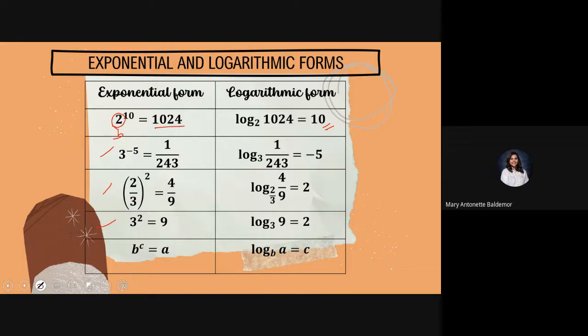So here we have variables, so we can assign any number to this model. So b raised to c is equal to a. So we can rewrite it as the logarithm of a with base b is equal to c.